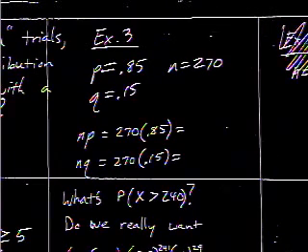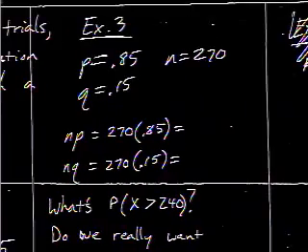All right, so we know that the probability of success, or the probability of somebody showing up, is 0.85, and the probability that they won't show up is 0.15. And we have 270 tickets or reservations for this particular flight. So we need to do our check, NP, NQ.